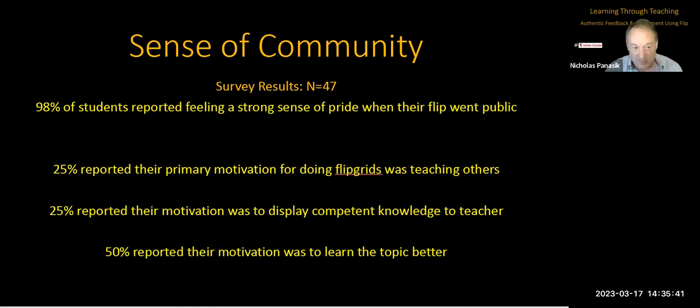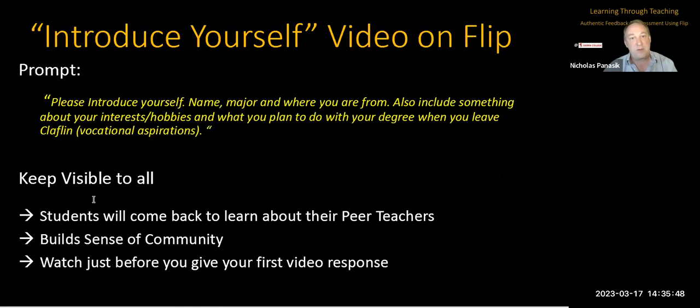Now, one of the things I hadn't mentioned in the beginning of the course: the first flip video that I have them record is an introduce yourself video. Here I have the prompt where they're supposed to introduce themselves, tell us their name, their major, what their vocational interests are, what their hobbies are, that kind of thing. Those are automatically visible to everybody in the class, okay? I do this for a couple of reasons. One, I want to get to know the students, but now other students can learn about other students.